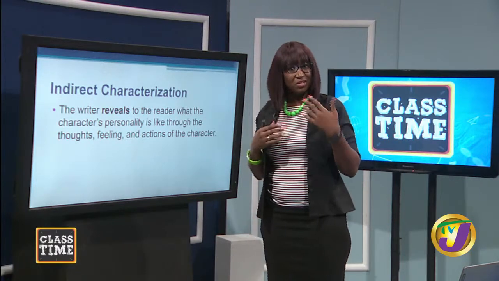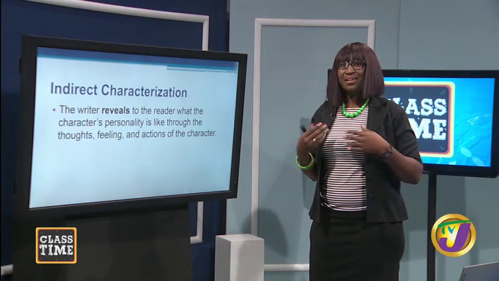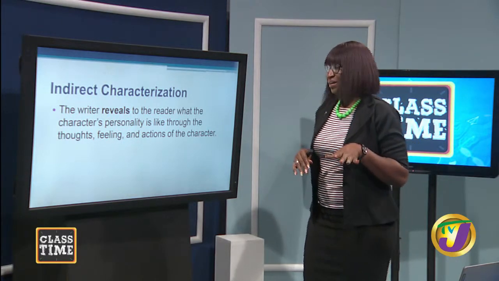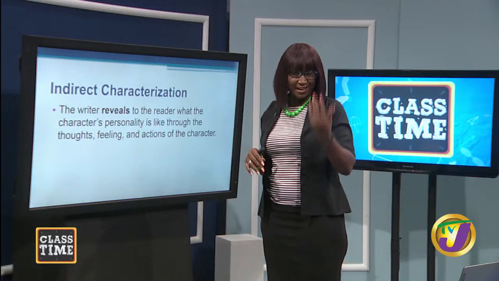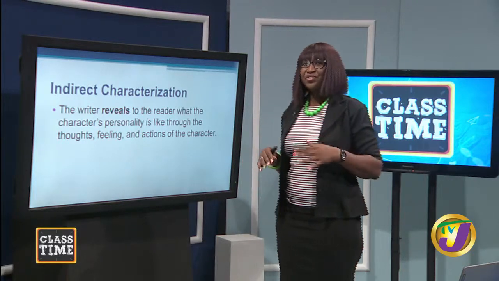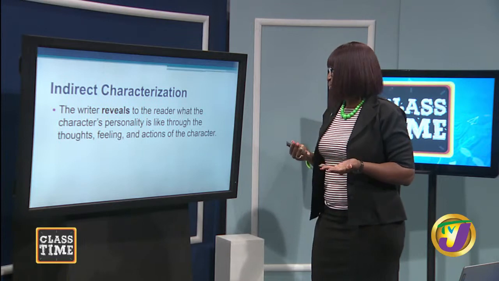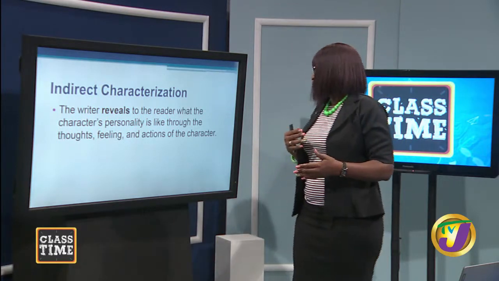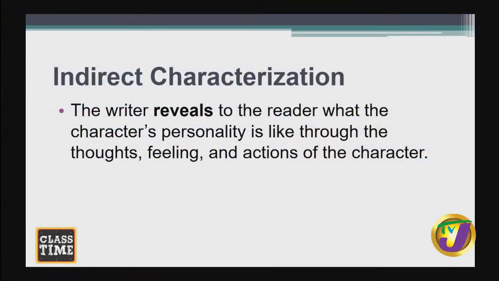Then the more subtle way to do it is to have indirect characterization. Now, as you see here, as opposed to the writer telling us about the character, the writer is revealing things about the character. So you reveal this by showing the personality through thoughts, feelings and actions. So you do not openly state anything.